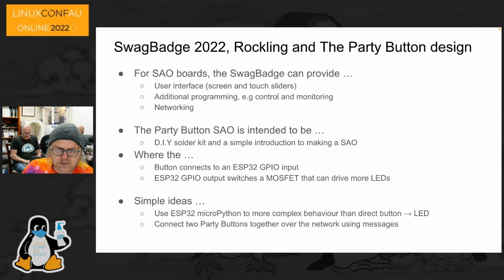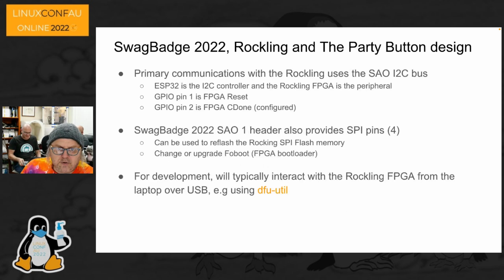And some of the simple ideas is to basically allow the swag badge to provide more complex behavior than just a button controlling LEDs, or maybe you do some networking and connect a couple of party buttons up together. So finally, just talking about the Rockling, the primary way we intend the Rockling to be used with the swag badges is using the SAO I2C bus, where the ESP32 is the I2C controller and the Rockling is the peripheral.